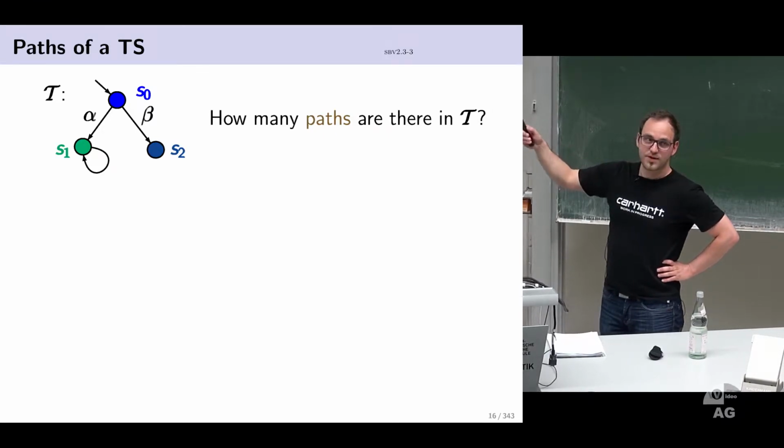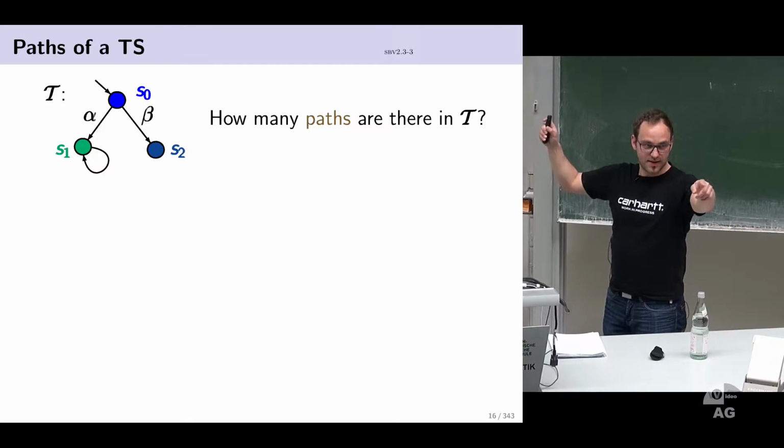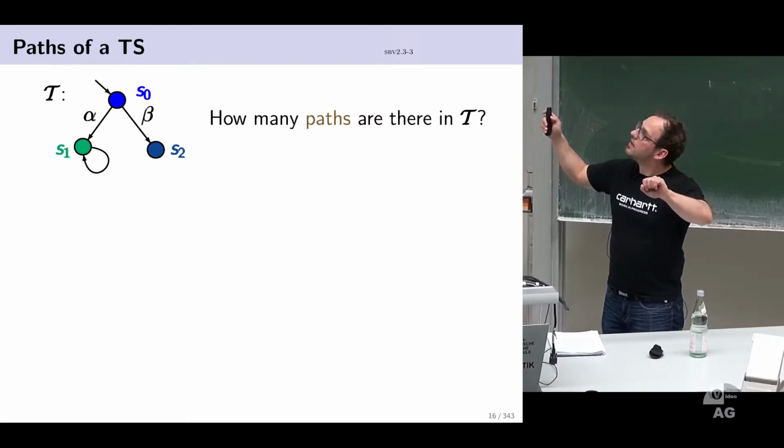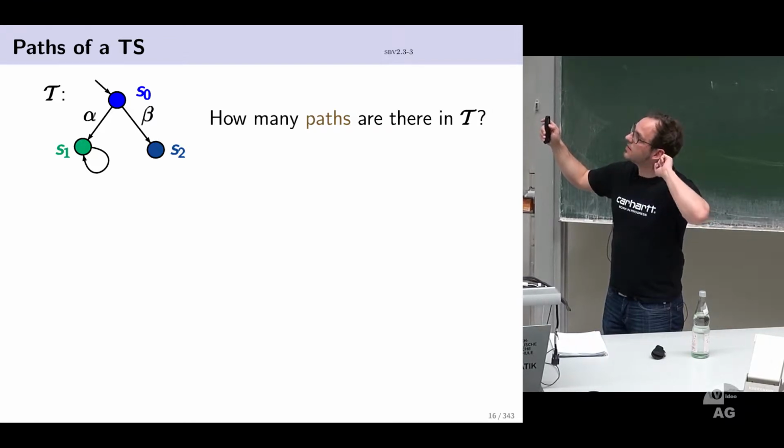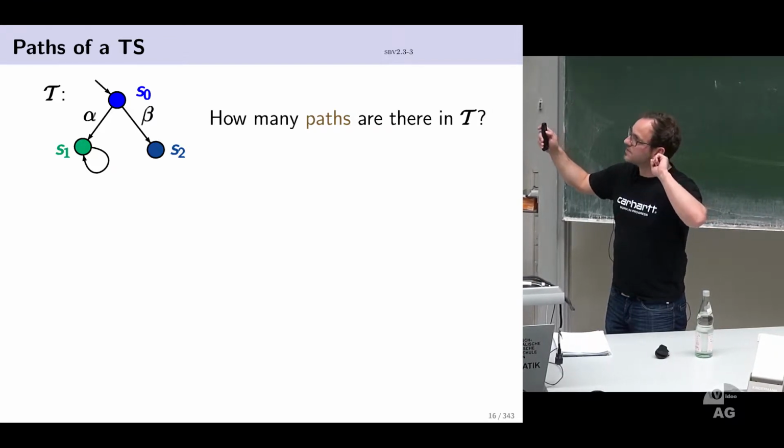Exactly, but my reasoning would be that there are infinite paths, I would say. You can choose any finite path from S1. So you go to S1 twice, 4 times.